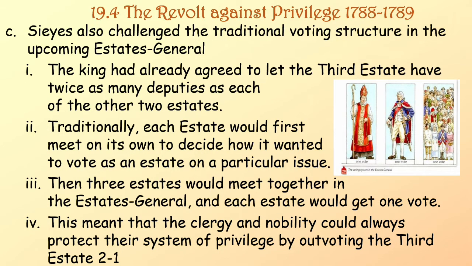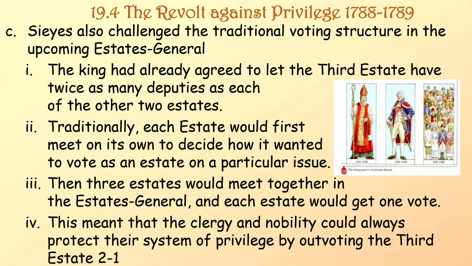The third thing that Sieyes did was that he challenged the traditional voting structure in the upcoming Estates General. The king had already agreed to let the Third Estate have twice as many deputies as each of the other two estates. Traditionally, each estate would first meet on its own as an individual estate, decide how it wanted to vote as an estate on a particular issue. And then the three estates would meet together in the Estates General, and each estate would get one vote.